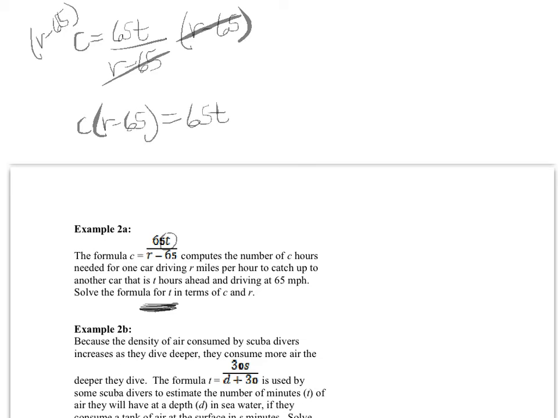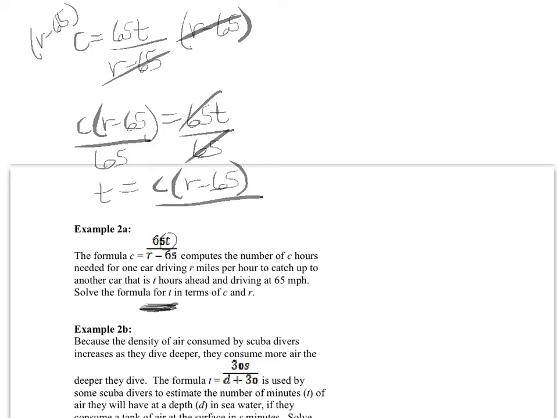Okay, now we're going to divide both sides by 65, so we have T by itself. And that cancels out, so then we have T equals C times R minus 65 divided by 65. We just solved the formula for T in terms of C and R.